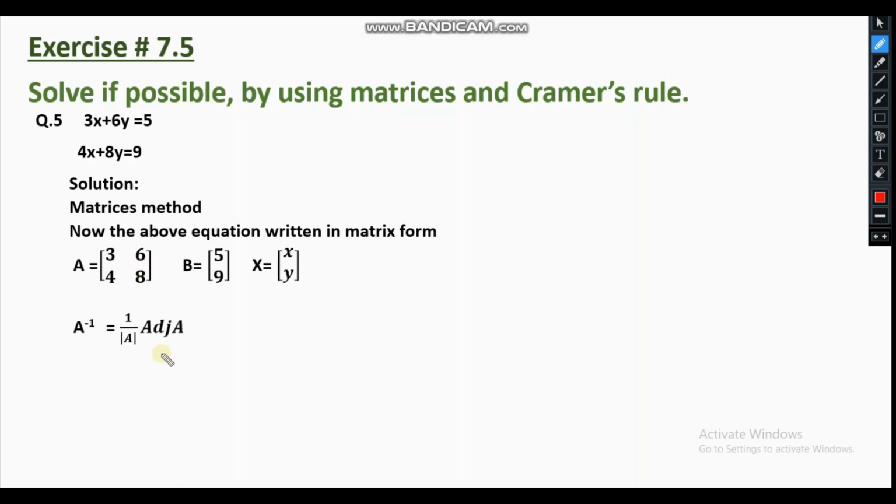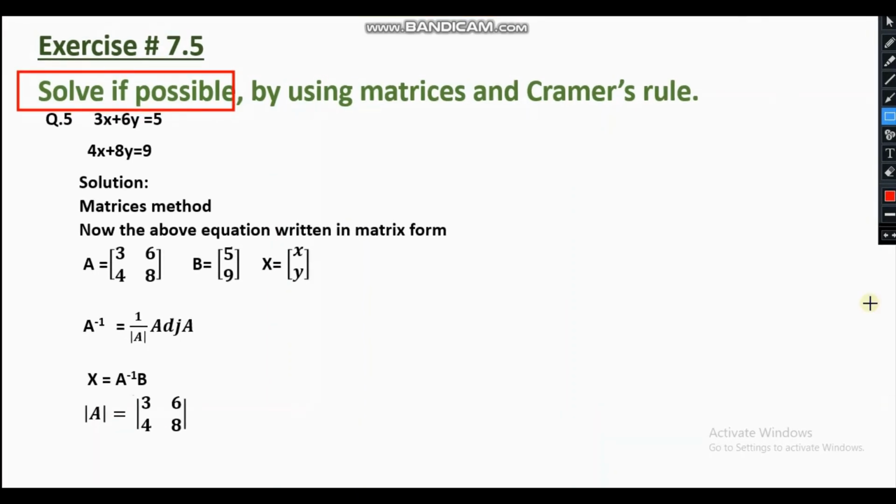Now again, first the inverse, which is equal to 1 divided by the determinant of a multiplied by the adjoint of a. So x is equal to the inverse of a multiplied by b. First of all we will find the mod of a. In this equation you should keep in mind, dear students, this statement is the most important: the inverse is possible only if the determinant of the matrix is not equal to 0.